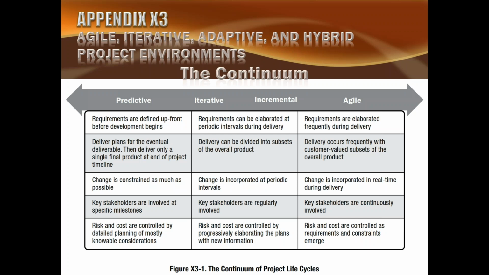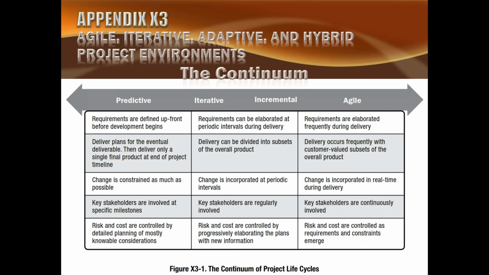In predictive, it delivers plans for the eventual deliverable, then delivers only a single final product at the end of the project timeline. So the output of predictive comes once, at the end of the project. Whereas in the middle, we show delivery can be divided into subsets of the overall product.